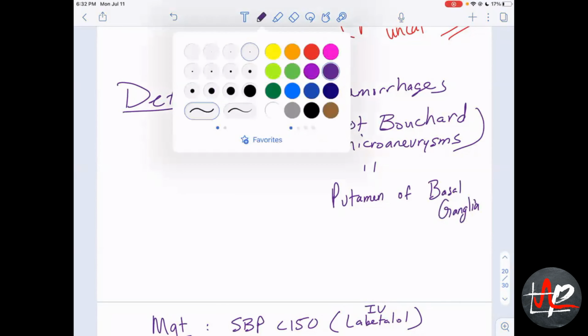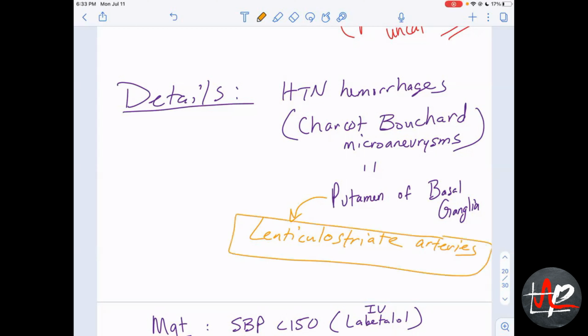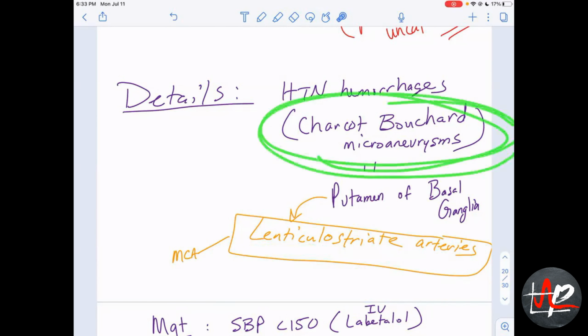The big thing to know here with the putamen of the basal ganglia is that the lenticulostriates feed here. If you remember that word, throw back to M2 year, the lenticulostriate arteries feed up into that area. Those are just small little branches off your MCA, your middle cerebral artery. So the most common location is the putamen. You can also see it in your thalamus, your pons, your cerebellum, but usually they'll go for the lenticulostriate branches. And so they're really prone to having the Charcot-Bouchard microaneurysms due to hypertension.